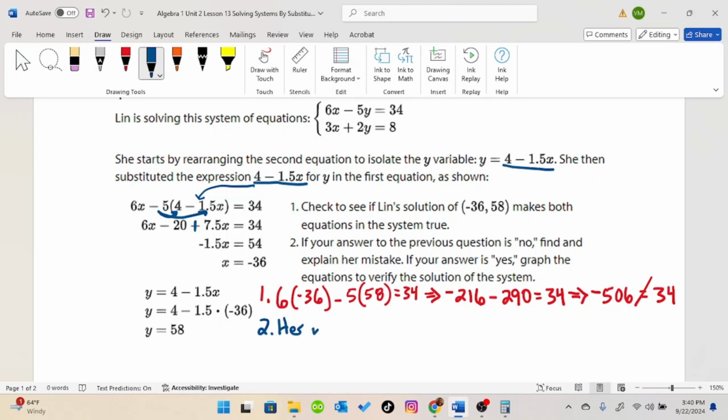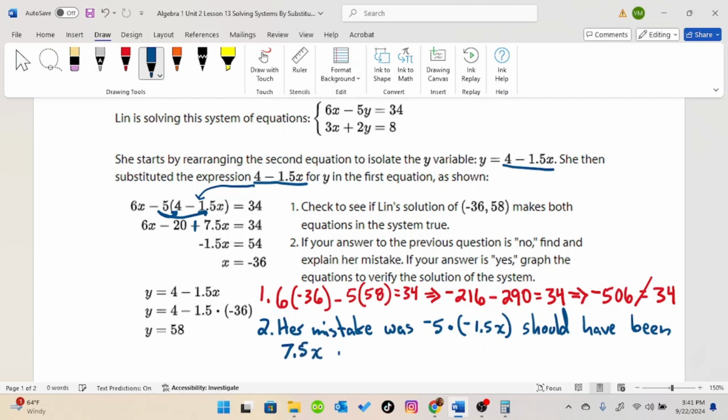So her mistake was negative 5 times negative 1.5x should have been positive 7.5x, not negative 7.5x. This changes everything.